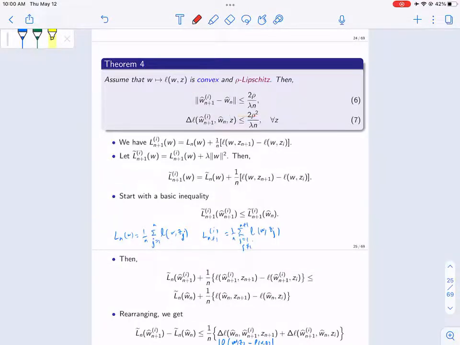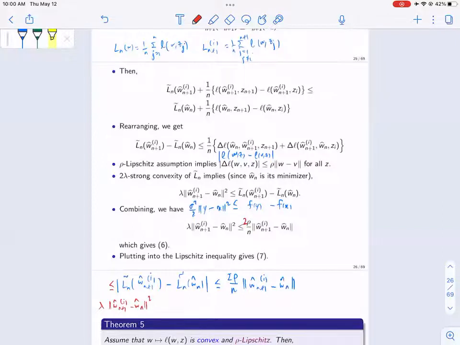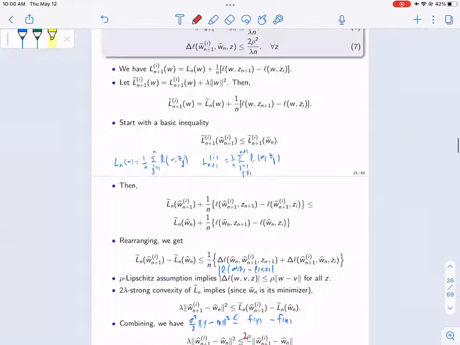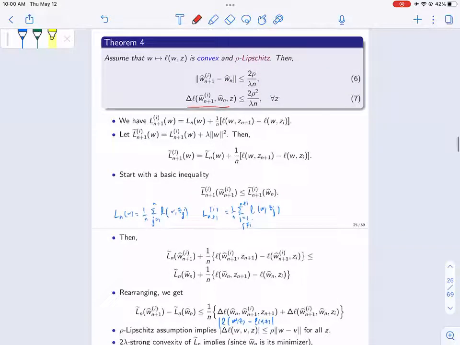And then the second inequality follows from, so how do we get the second inequality? You can get it from the first. Yeah, so this is Lipschitz basically. This guy is lower bounded by rho times W hat n plus 1 I minus W hat n. So if you combine it with 6, then you get that. Okay.